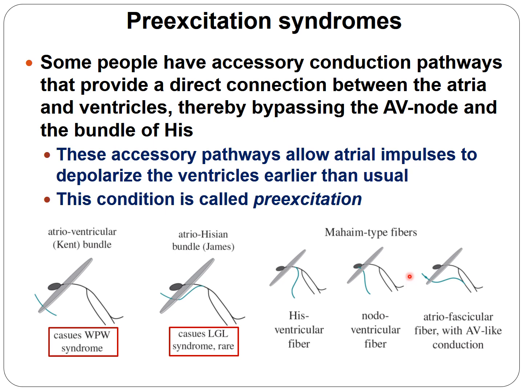Some people have accessory conduction pathways that provide a direct connection between the atria and the ventricle, thereby bypassing the AV node and the bundle of His. These accessory pathways allow atrial impulses to depolarize the ventricles earlier than usual. This condition is called preexcitation.